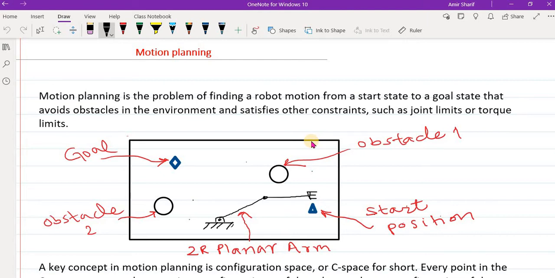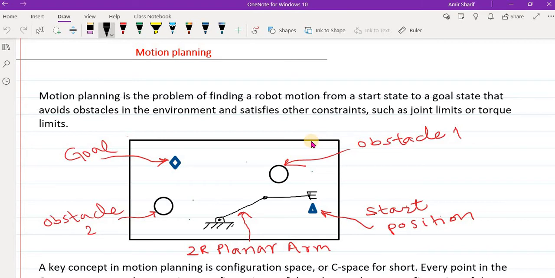When we are talking about collision, it can be the collision between the end effector and the obstacle, or even the collision between the links or joints of the robotic arm and the obstacle. So we need to design a path or a trajectory that avoids these collisions with the obstacle, and takes the end effector of the robot to the goal position.